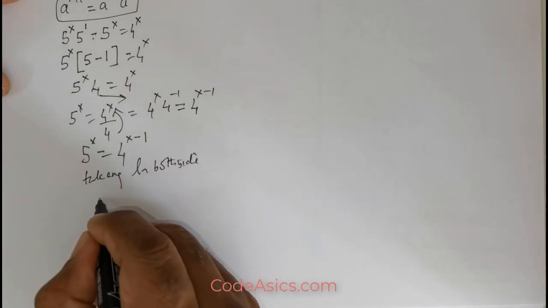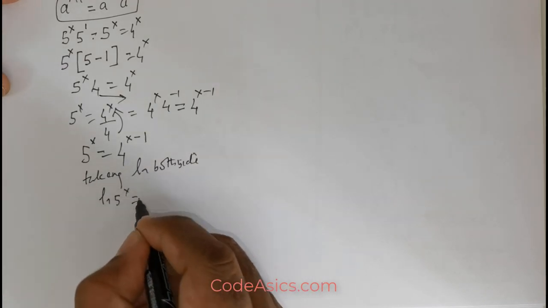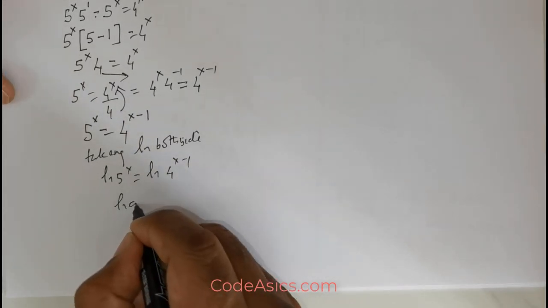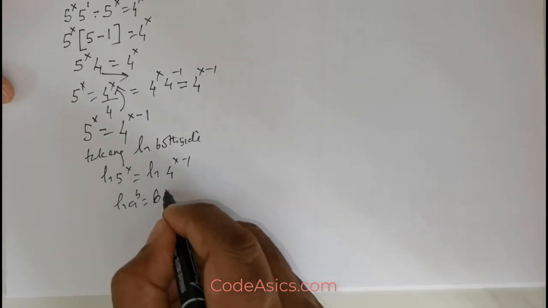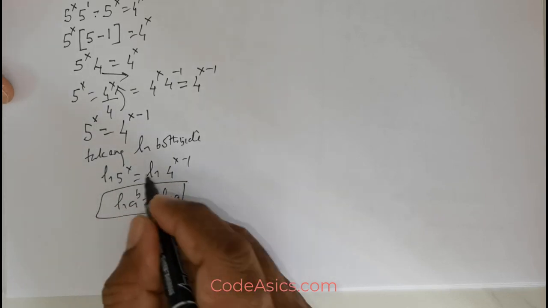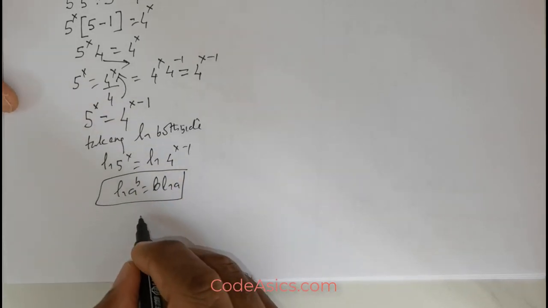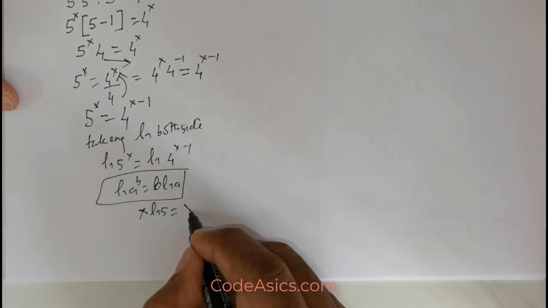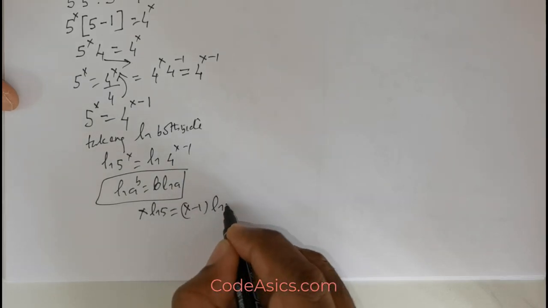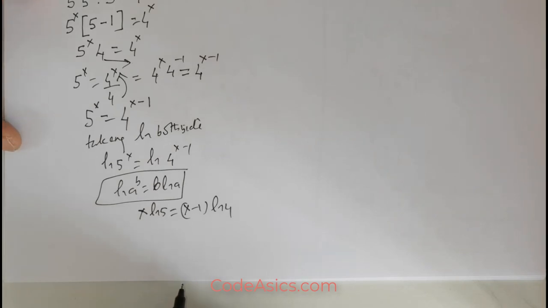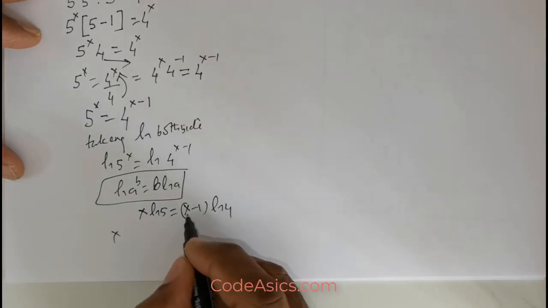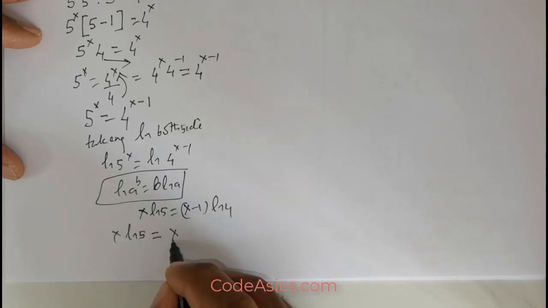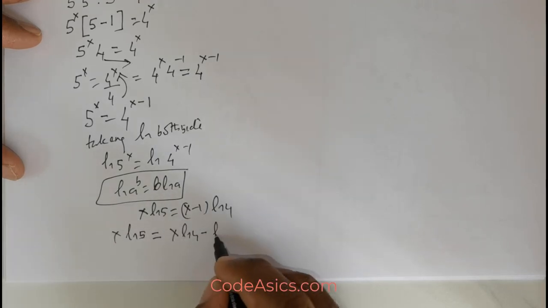So when I take ln both sides, I get ln 5 raised to the power of x is equal to ln 4 raised to the power of x minus 1. Now I know ln a power b is equal to b times ln a. With this I can rewrite the given system as x times ln 5 is equal to x minus 1 times ln 4. Now I can distribute x minus 1. So this is going to give me x times ln 5 is equal to x times ln 4 minus ln 4.